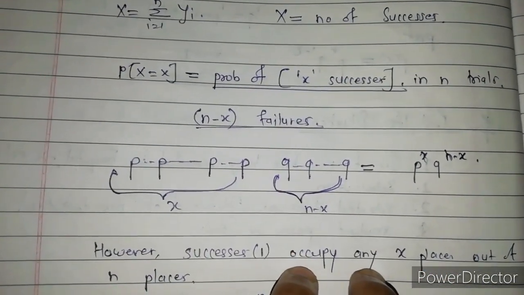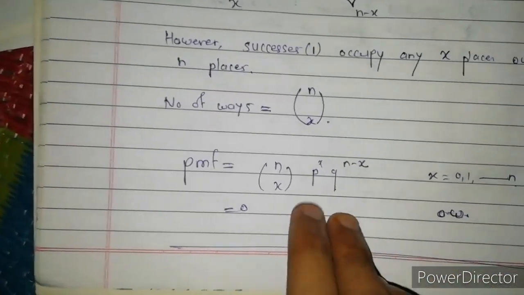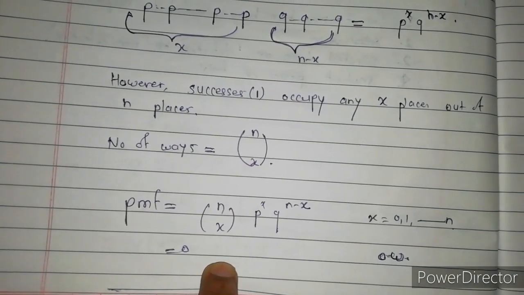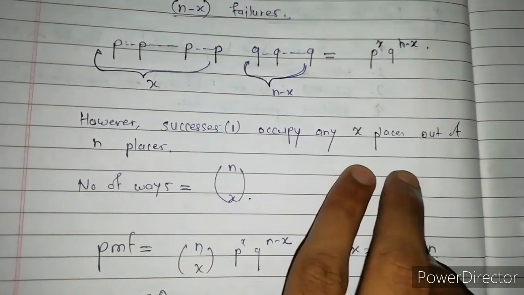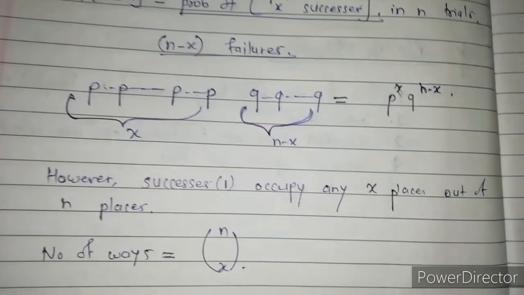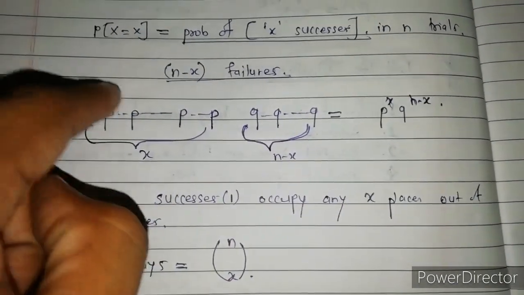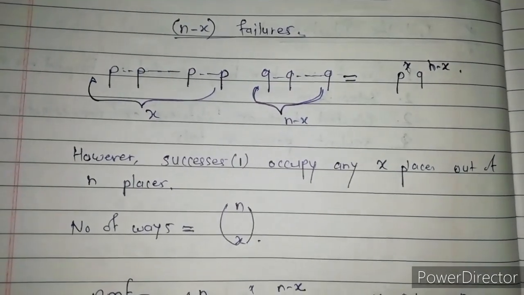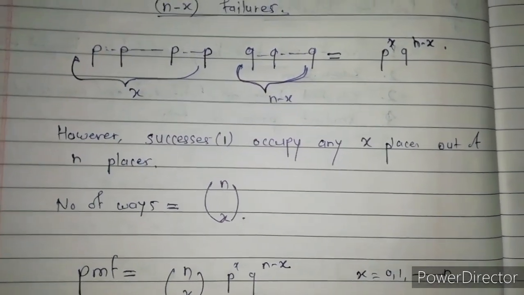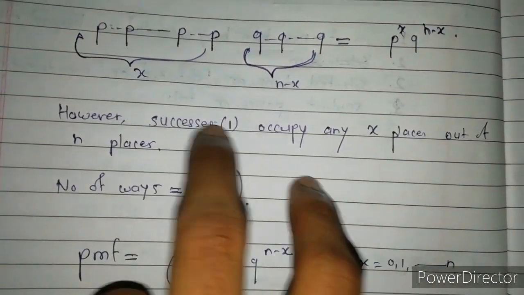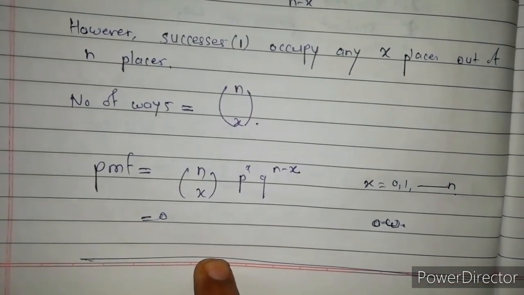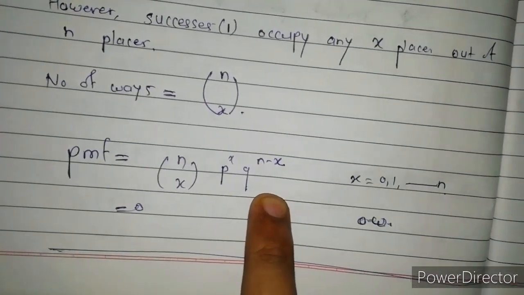Then what is the nCx? If you know the PMF of the binomial, then you know the nCx. What is the nCx? It is the number of ways the successes can occupy any x places out of n places. That's the reason we get the number of ways as nCx. Hence our PMF is nCx into p raised to x into q raised to n minus x.